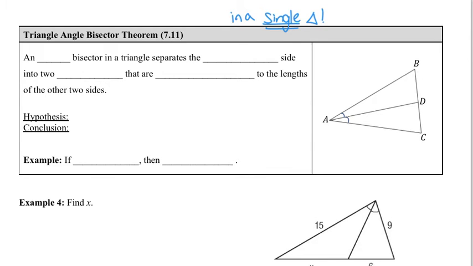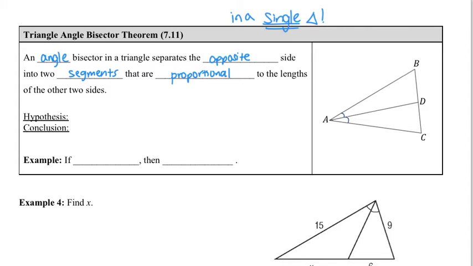So in a single triangle, an angle bisector in a triangle separates the opposite side into two segments that are proportional to the lengths of the other two sides. So let's see what that means here. I'm saying this angle bisector separates the opposite side, BC, into segments that are proportional to the lengths of the other two sides of these sides here. So the angle bisector splits it up into BD and DC.